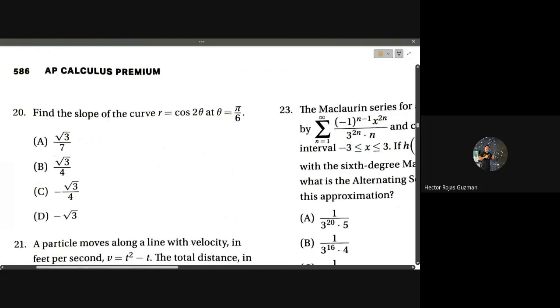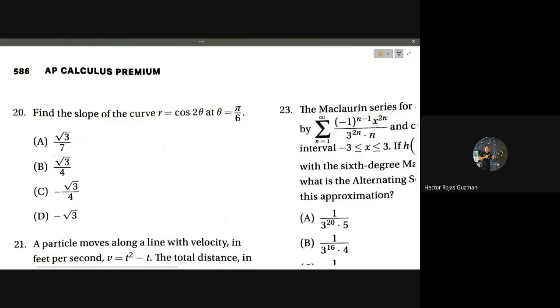20. Find the slope of the curve. Oh man, this might be a long one algebraically. Okay, I'll give it a go. If I'm going to find the slope of the curve, just like with parametrics, we have to find the derivative of y with respect to theta and the derivative of x with respect to theta. But y is equal to r times sine of theta, and x equals r times cosine of theta.